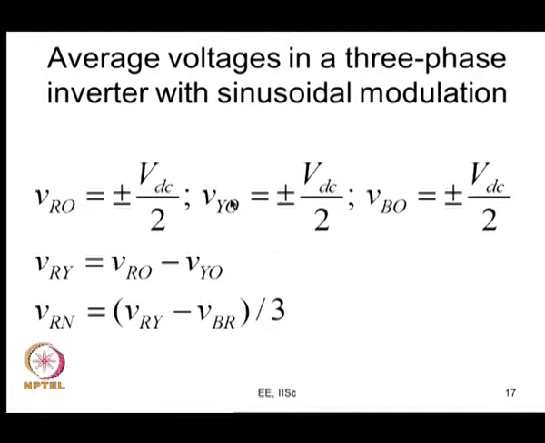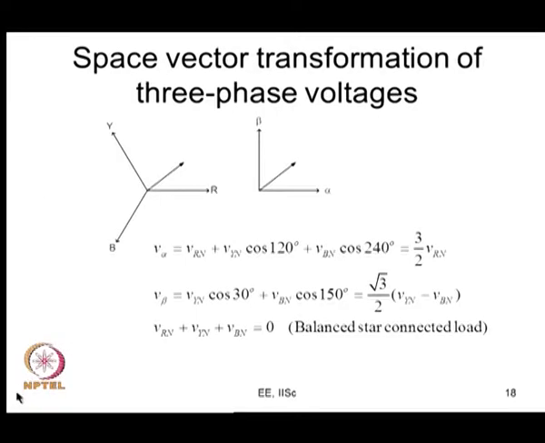So, these are pole voltages, these are line to line voltages, and similarly you have VYB and VBR. These are line to neutral voltages, phase to neutral voltages applied on the 3 phase balanced load now. So, how can you do a space vector transformation? Once you have VRN, VYN and VBN which add up to 0, you can have V alpha which is equal to 3 by 2 times VRN and V beta which is equal to root 3 by 2 times VYN minus VBN. This is what we have seen before.